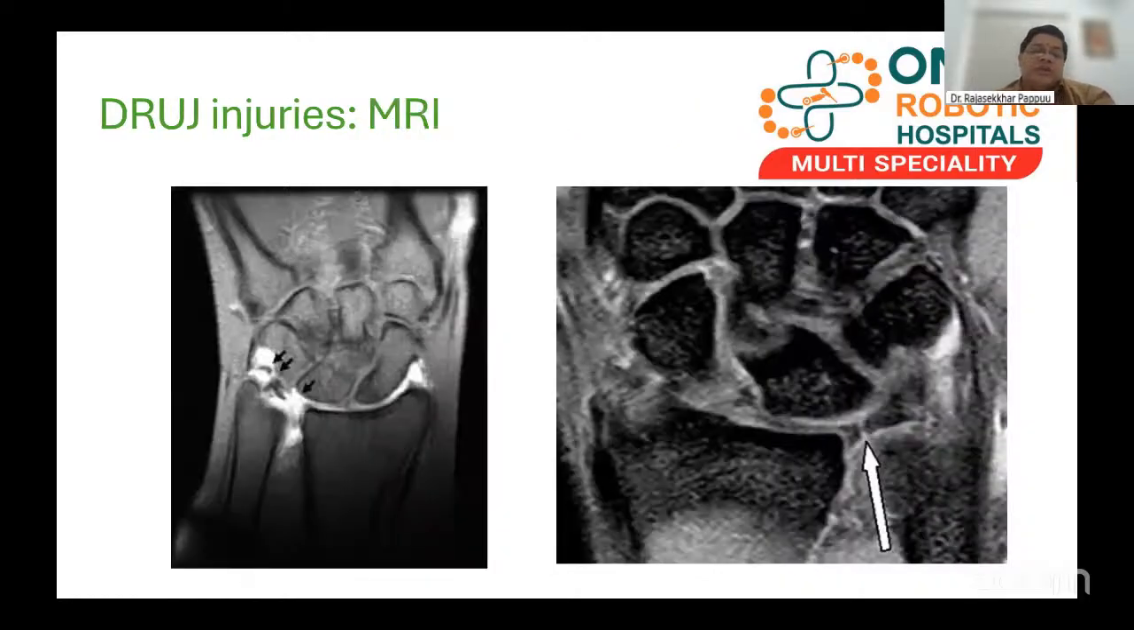MRI will help in diagnosing these distal radioulnar joint injuries. Mainly, on the left side, you see the image of an acute injury. In an acute injury, you see all these T1 hyperintensities, arrow marked, suggesting that there is some injury of the soft tissue at the radioulnar joint. But in neglected cases, you see this arrow mark where you clearly see the break in the ligament continuity. Also, the triangular fibrocartilage is a little displaced in this image.